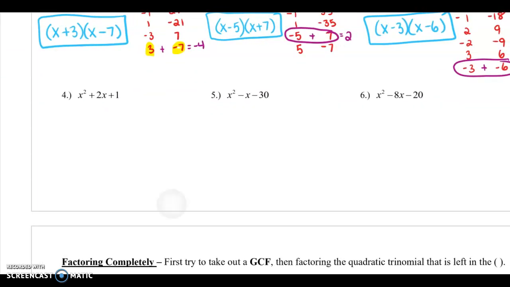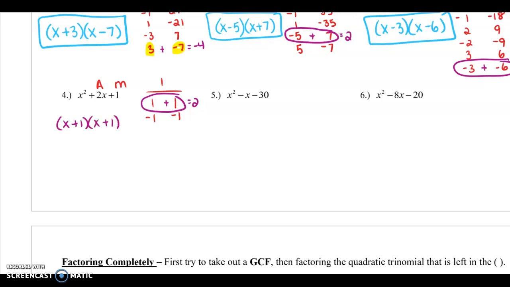So we need two numbers that add to 2 but multiply to 1. Well, multiplying to 1 is either going to be +1 and 1, or -1 and -1. Well, +1 and 1 are the two that are going to add to 2. So your answer is x plus 1, x plus 1.